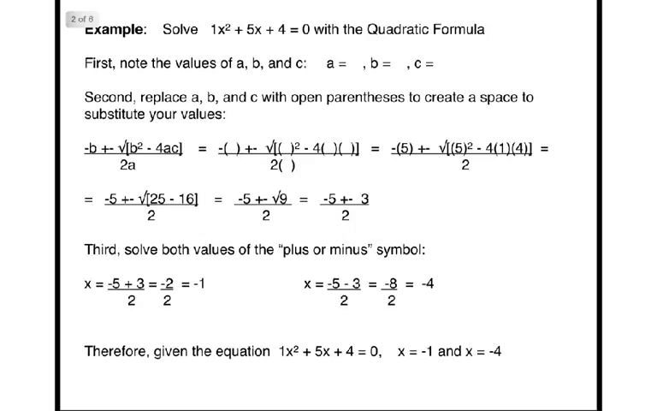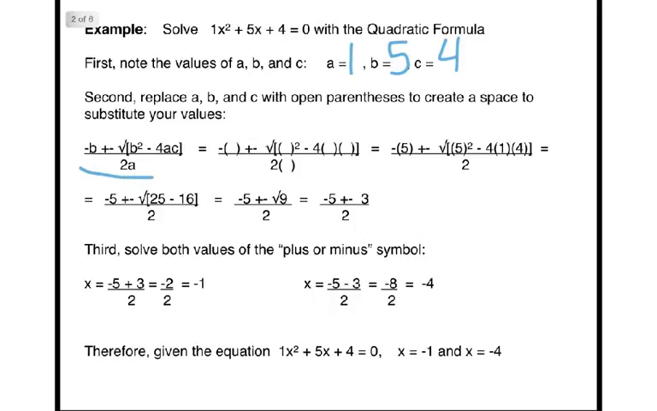First, always note the values of a, b, and c. Actually write them down. A equals 1, b equals 5, and c equals 4. This is always how I start the quadratic formula. Second, replace a, b, and c with open parentheses to create a space to substitute your values.